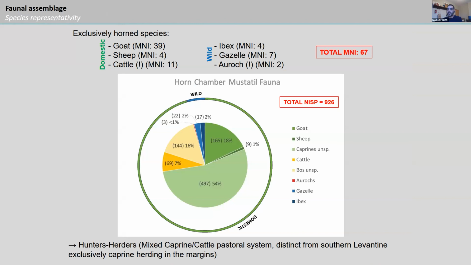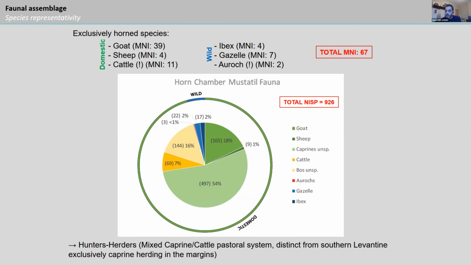So the assemblage is interesting because of the diversity of species represented. These are predominantly domestic species. Goats are overwhelmingly represented, a few sheep, and interestingly, cattle is also attested, being the second most represented species. Besides the domestic species, wild hunted species were also represented, although to a lesser extent. So we have ibex, gazelle, and evidence for aurochs.